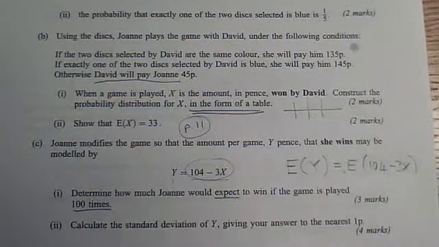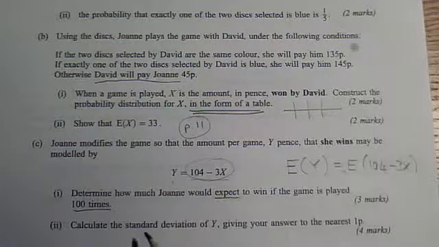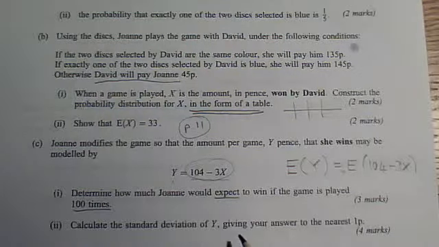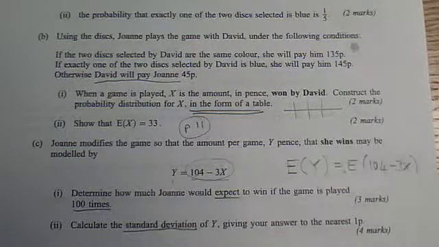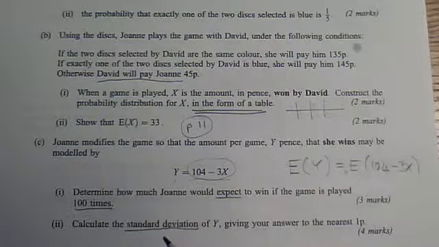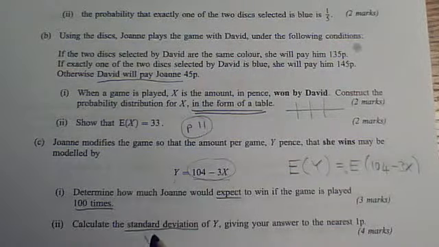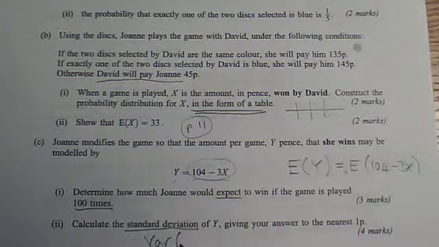And then finally, to get the standard deviation of y, giving your answer to the nearest penny, well, standard deviation, always on S2, think which is sigma squared. The standard deviation is the square root of the variance. So what you really want is the variance of y.